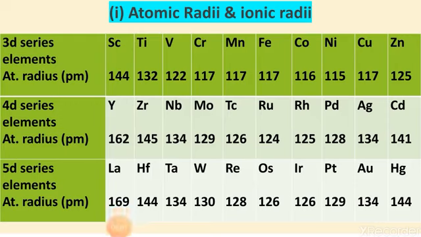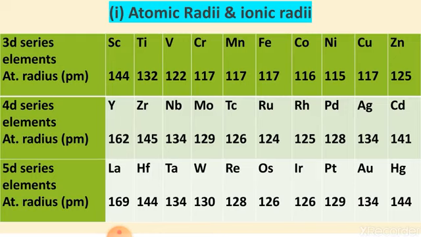So now dear students, look at the table. The table contains the elements of 3d series, 4d series and 5d series with their atomic radius in picometer. Basically you have to focus on the elements of 3d series because most of the questions in board examinations arise from 3d series. So first of all, you have to know the element names of 3d series. They are scandium, the first element of 3d series, then titanium, vanadium, chromium, manganese, iron, cobalt, nickel, copper and zinc.